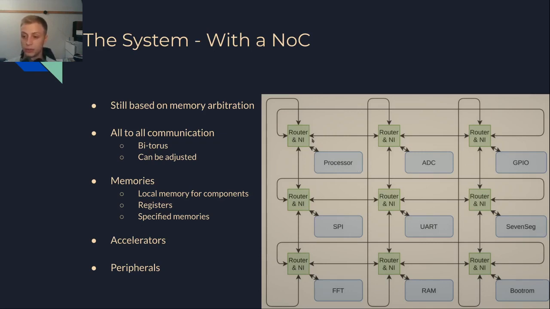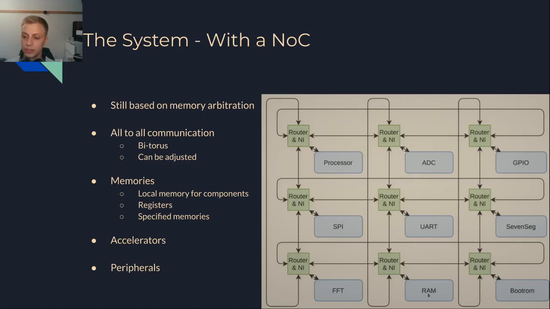We would have a ByteTorus function here, but that could be adjusted for the needs and how much bandwidth you need between each processing element, or between, for instance, the processor and the UART, or the processor and the RAM, as needed. And all of them can talk to each other.